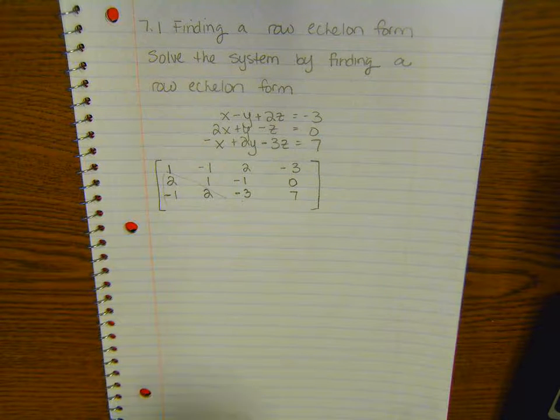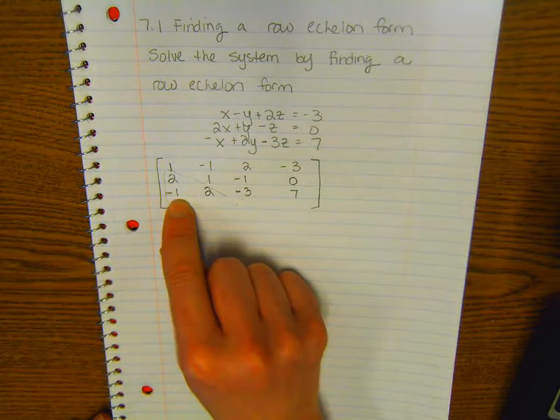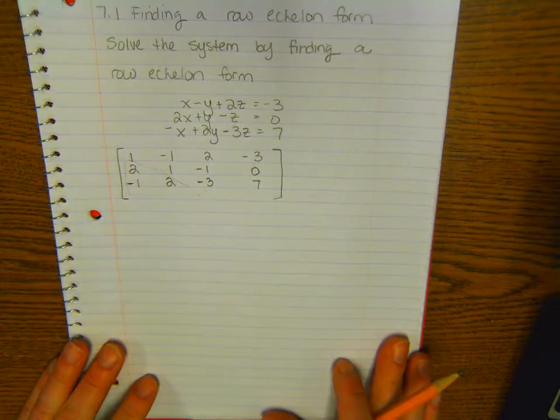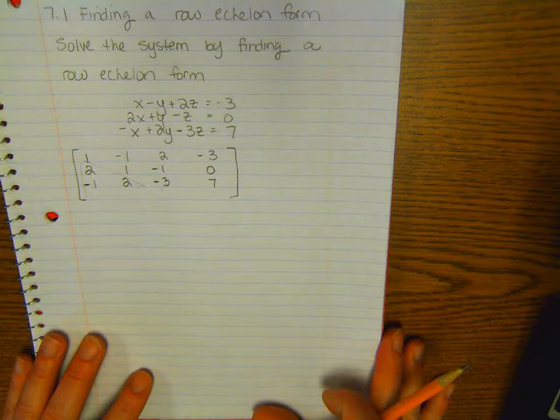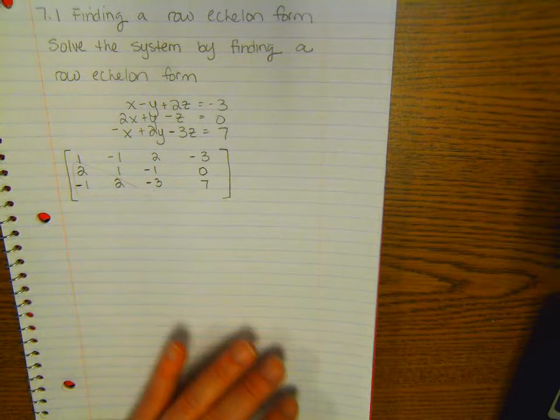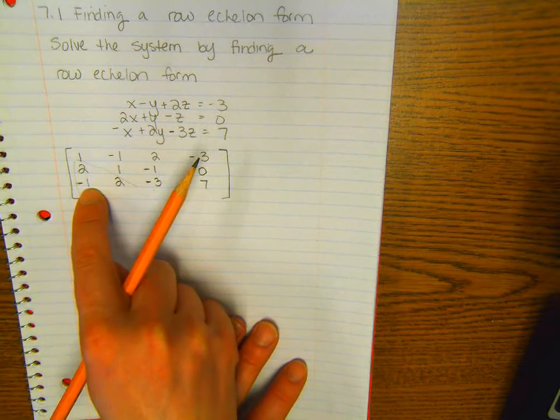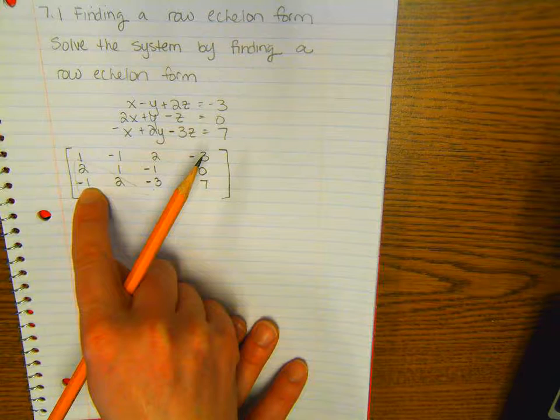I want to get a 0 here, and I want to get a 0 here. Right away I noticed something. What could I do to get a 0 pretty easily in the bottom row? How could I get a 0 here? Just add row 1 to row 3.